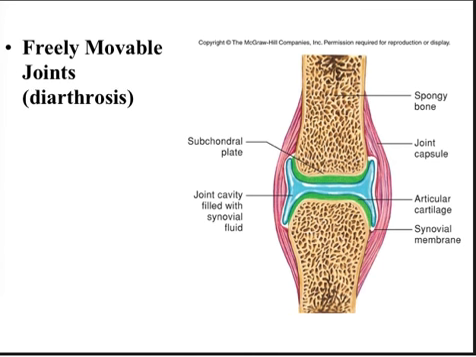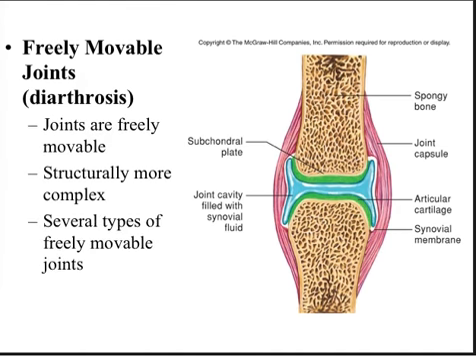Freely movable joints are characterized by the presence of a joint capsule, articular cartilage, and synovial fluid. We call these diarthrotic joints because they have the greatest range of motion. They're structurally more complex than the other joints. There are several types of these joints. We're seeing here a cross-section through a diarthrotic joint.